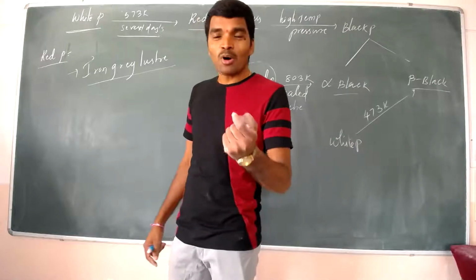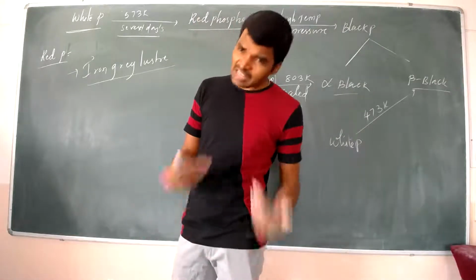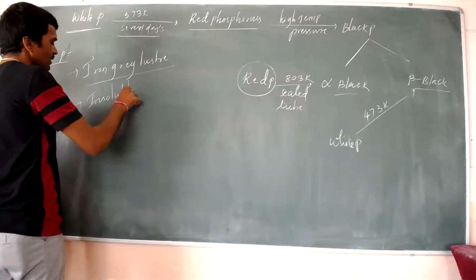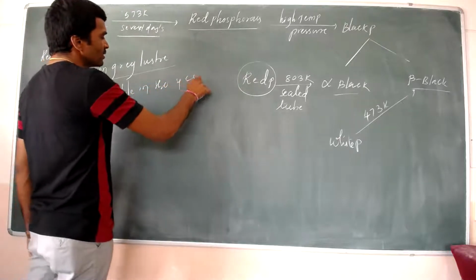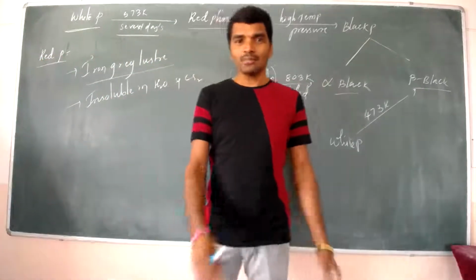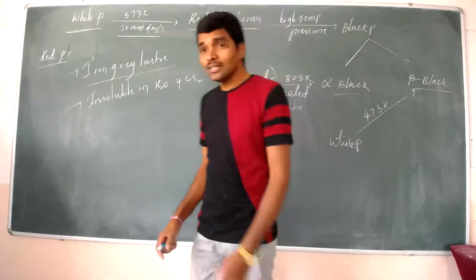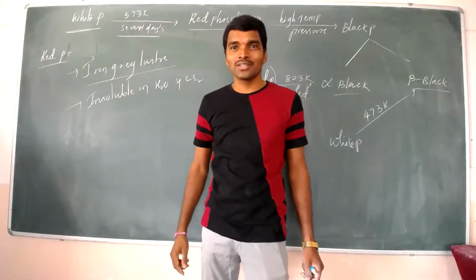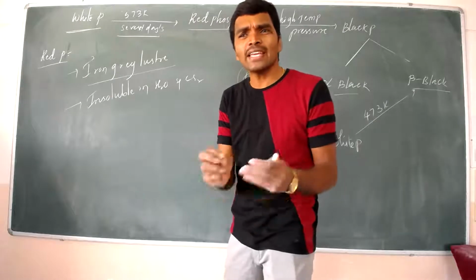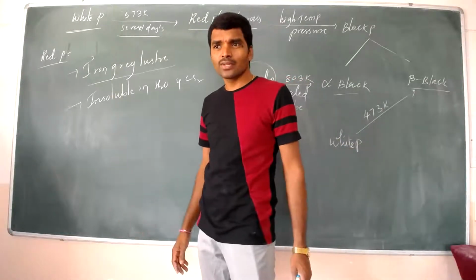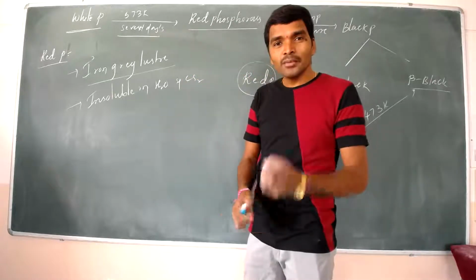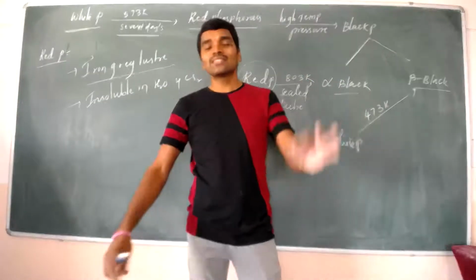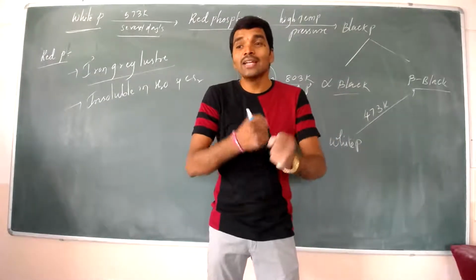Okay, and this red phosphorus is insoluble in water, and carbon disulfide also insoluble. And it does not glow. White phosphorus glows, but red phosphorus does not glow, meaning it does not show any chemiluminescence. Remember the important point: red phosphorus is more stable and less reactive.